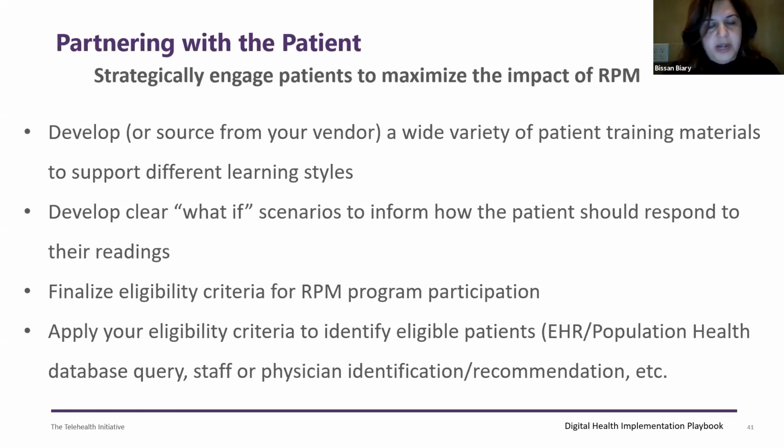Then as you prioritize, finalize eligibility criteria for the RPM program, and then apply these criteria to identify eligible patients through your EHR. EHR has capabilities now to do some population health database query, or through your recommendation or your staff identification. And for your set of eligible patients, identify those who are likely to succeed. Do you want to partner with patients who are more active in their care that you already have, or ones who are on a current care plan?